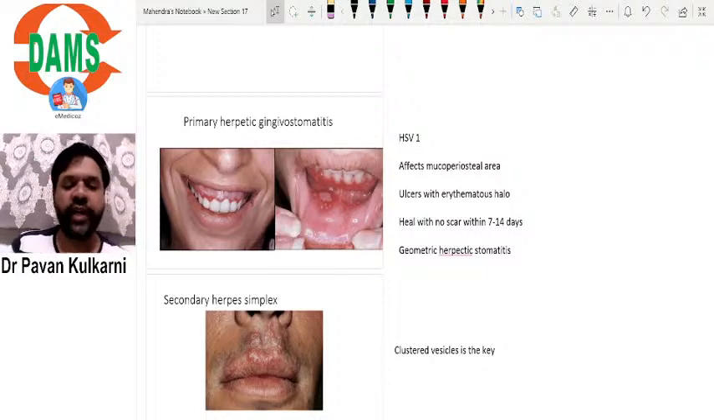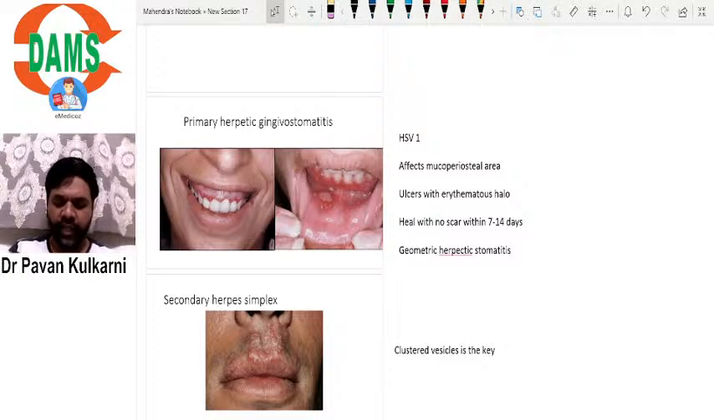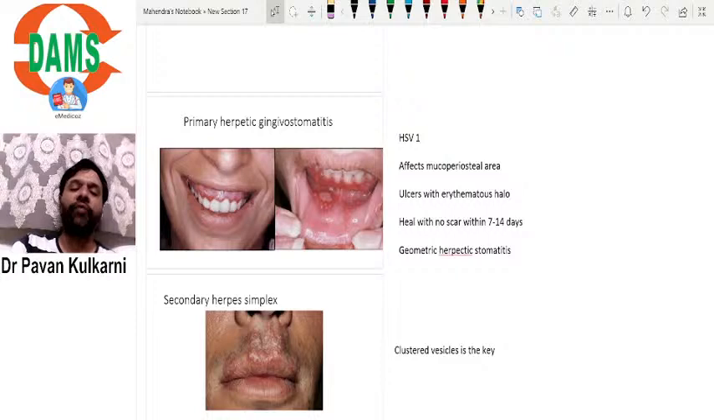If you look carefully here, the ulcers affect mainly the gingiva. That is why it is called herpetic gingivostomatitis. In image 1, there is gingival involvement associated with stomatitis, that is inflammation of the mucosa. This herpetic gingivostomatitis mainly affects the mucoperiosteal area.